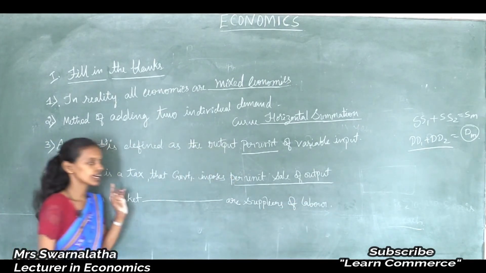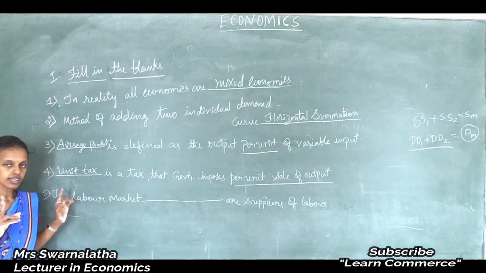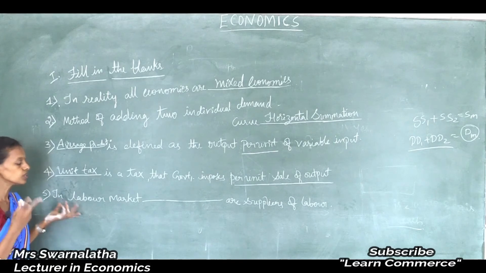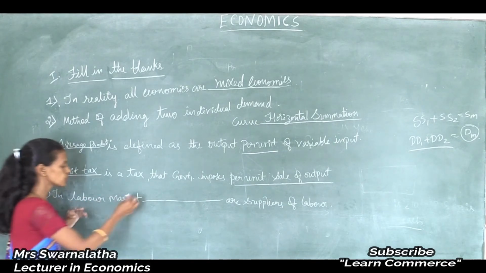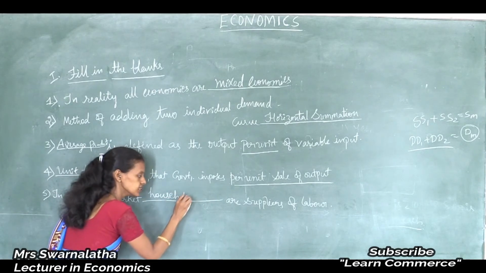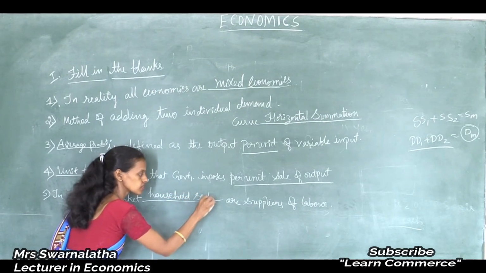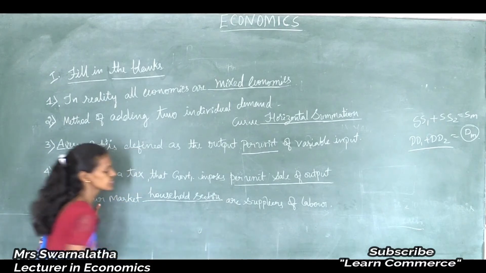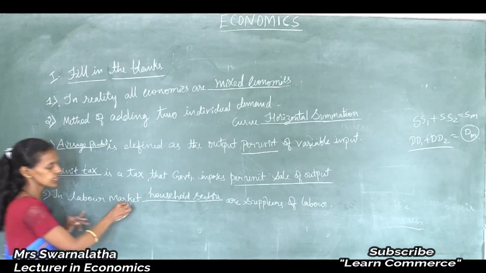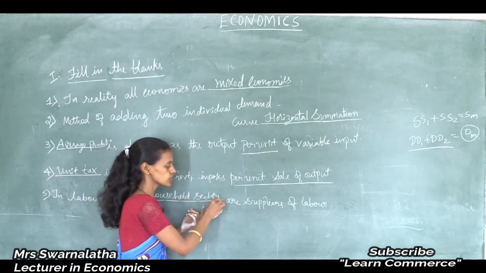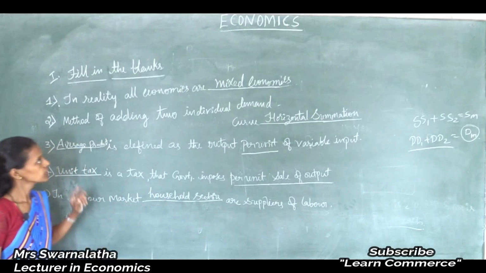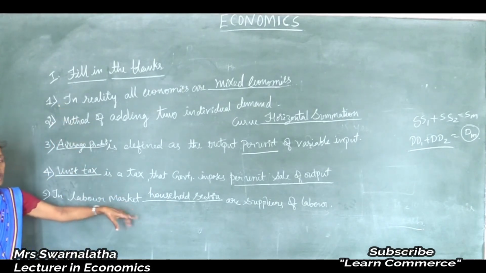In the labor market there are two sectors, the household sector and the business sector. So who is going to supply the labor? Household sectors. The answer is household sectors or households, you can write either. Households are suppliers of labor. In the labor market, households are suppliers of labor. So this is about the fill in the blanks.